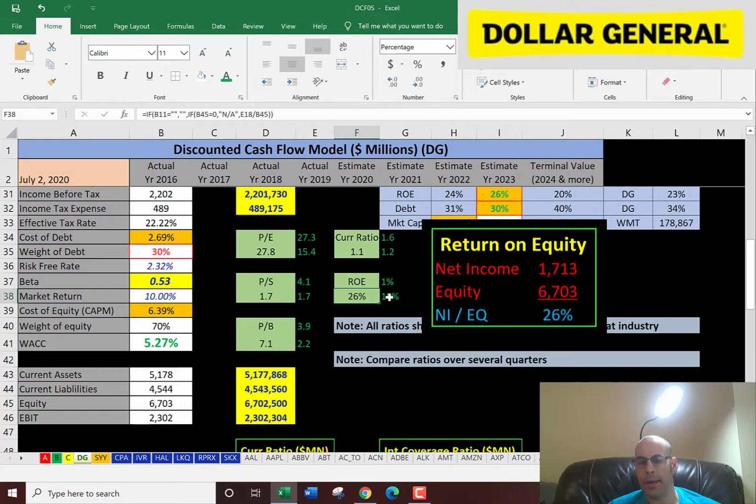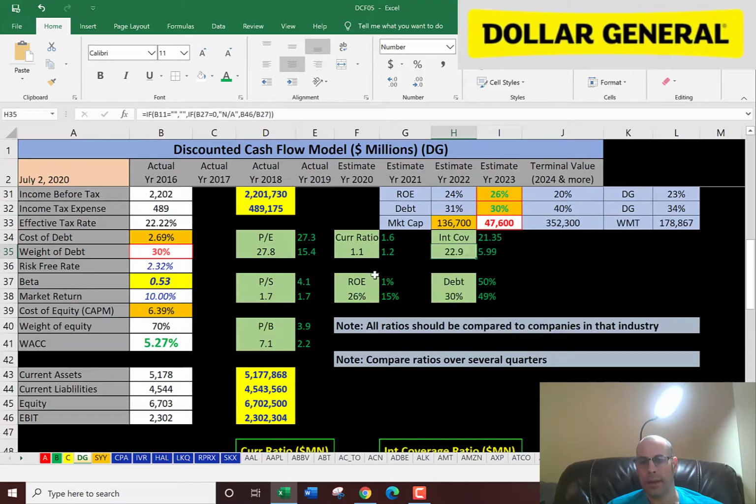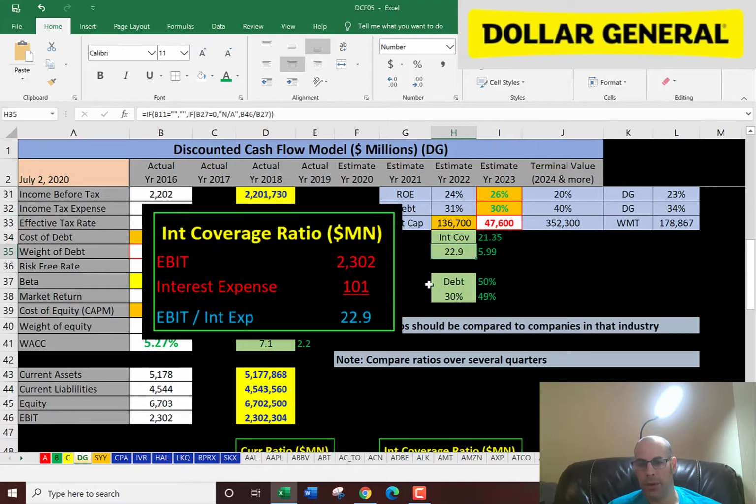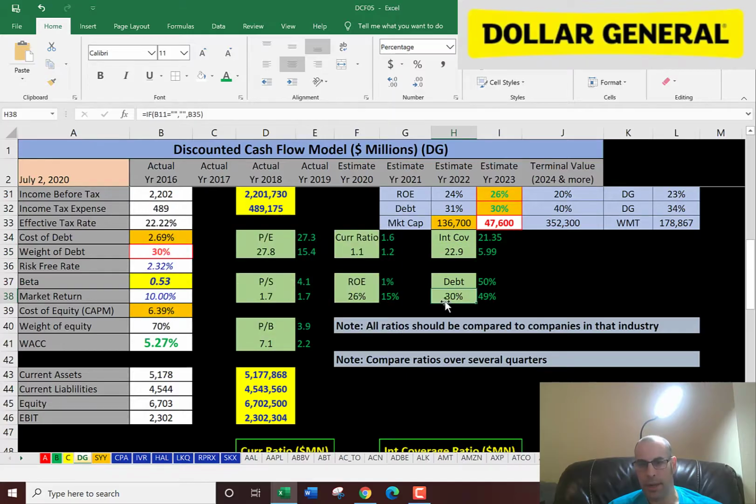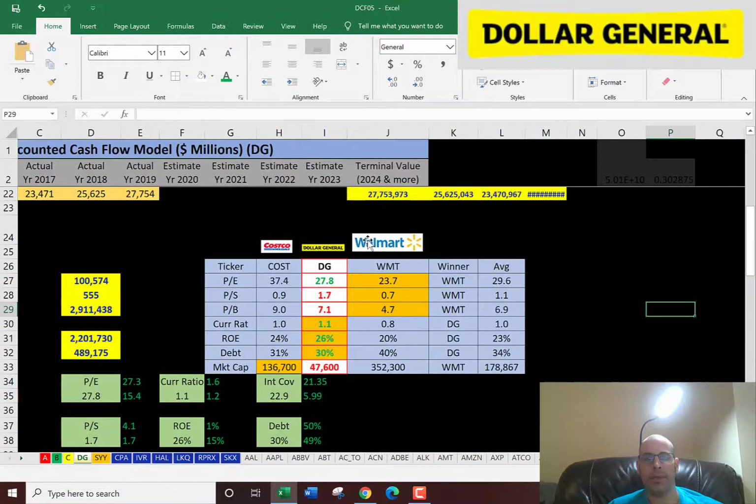That's income over equity. They're doing okay in interest coverage ratio. They can cover their interest payments 23 times. And they're also good in debt, only 30% debt. Best way to look at ratios is to compare to its competitors. So I have Costco and Walmart, and this is the winner for each category and the average for each category. And if it's in orange, that means it's the best of the three.